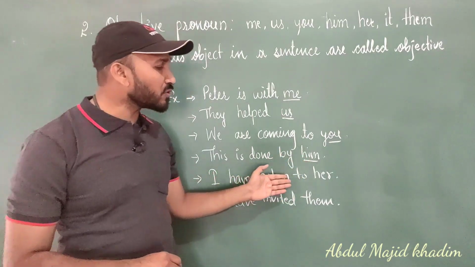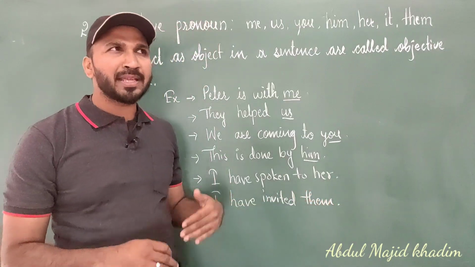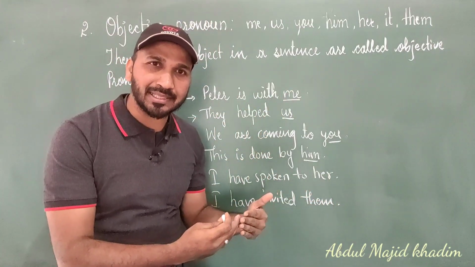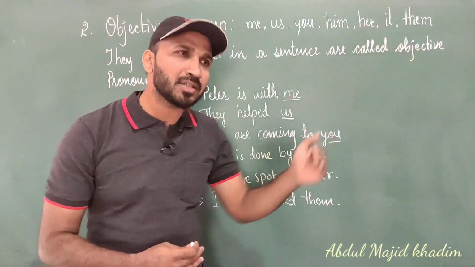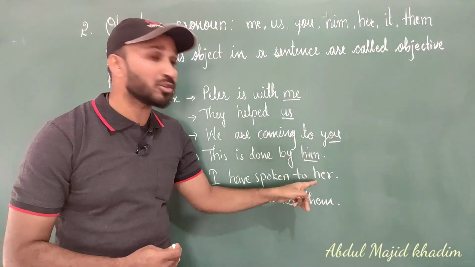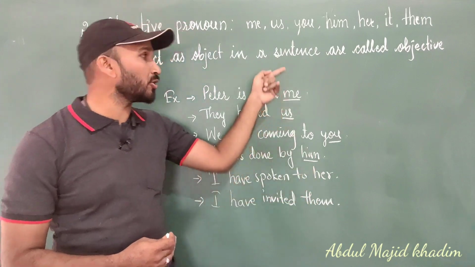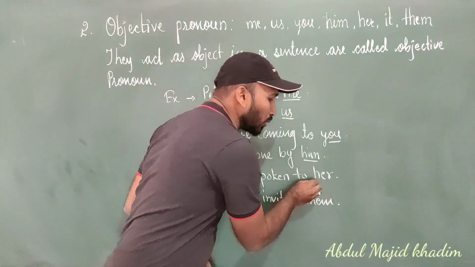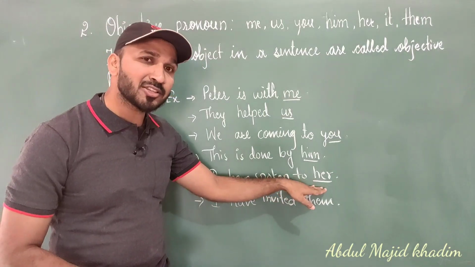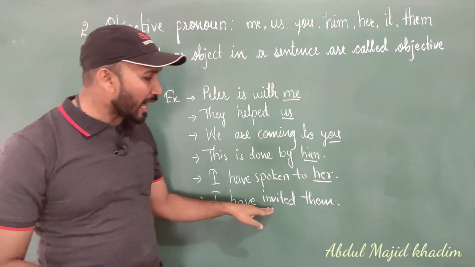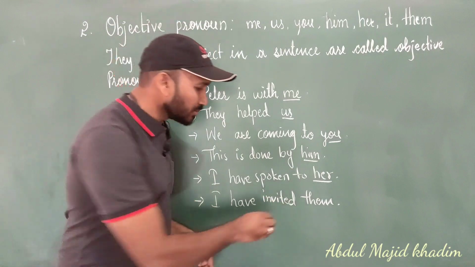Next, I have spoken to her. मैं उससे, उस लड़की से बात किया. तो इसका मतलब है कि मैं उस लड़की... "I have spoken to she" बोलेंगे हम? नहीं, because at the end object आ रहा है, तो ये objective form है, तो objective pronoun को use करना पड़ेगा. So here she changes to her.